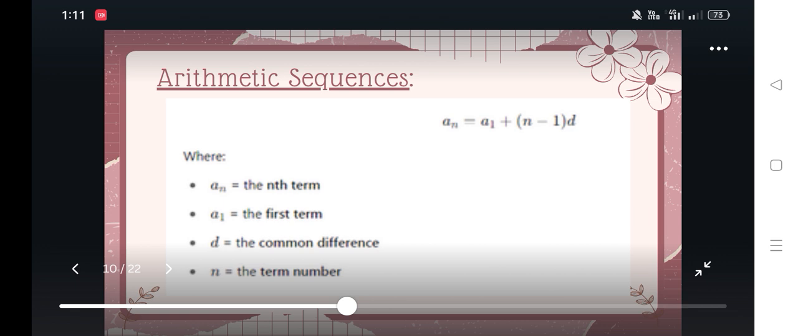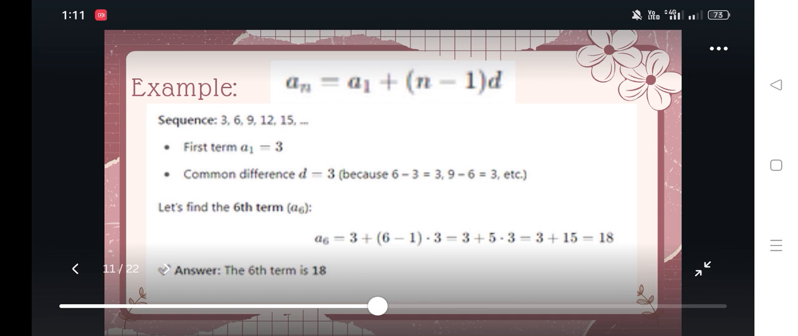Okay, let's say, for example, this one. The sequence here is 3, 6, 9, 12, and 15. The question is to find the 6th term. So again, our first term, a_1, is equal to 3. Kay 3 man atong nag-unang term, the first term.